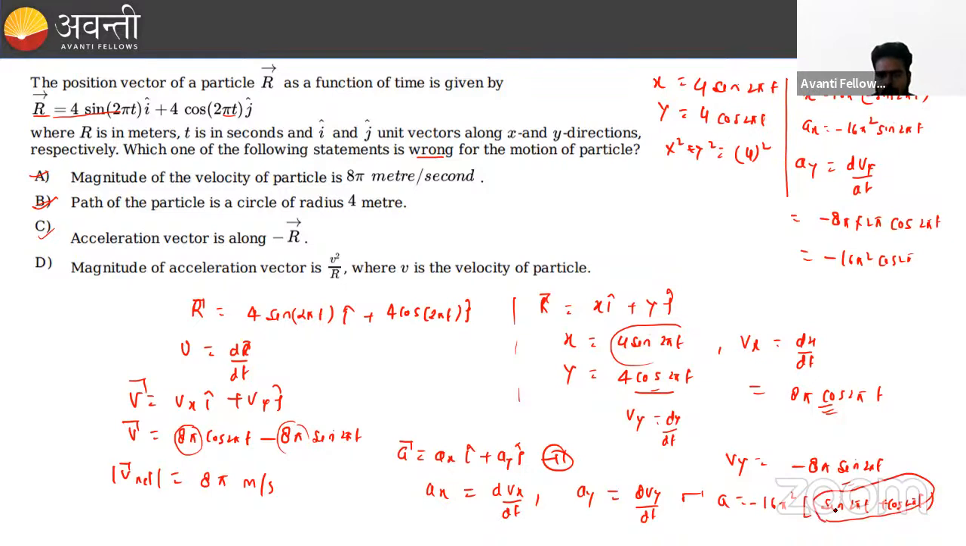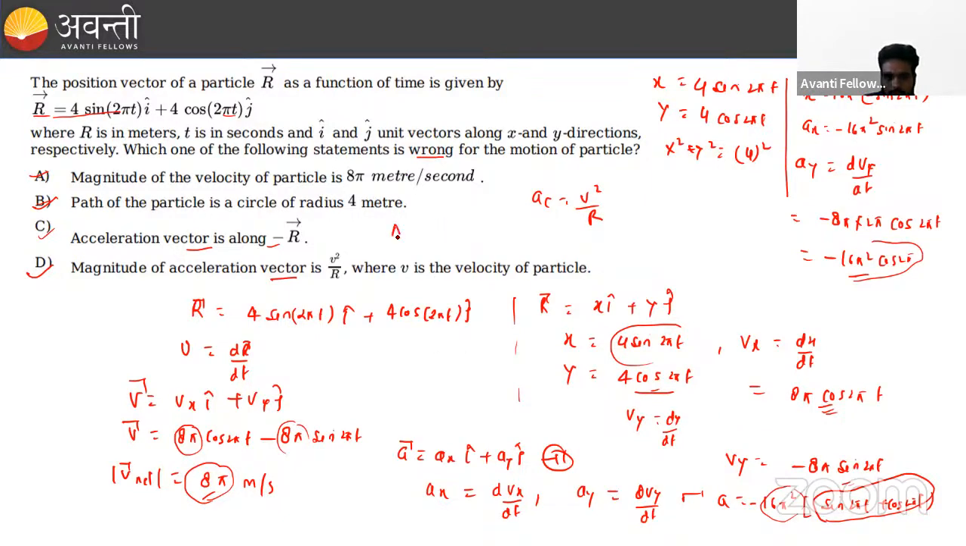So this is the value of r, the position vector that was initially given in the problem. So the acceleration is also in the direction of minus r. What is the magnitude of the acceleration vector? That is v square by r, the centripetal acceleration. Here we can also justify this answer, because the value of acceleration is 16 pi square, and if we divide v square over r, this value will become the same. So here all four options are correct, not even a single option is wrong. So we can say that there is actually a mistake in the problem.